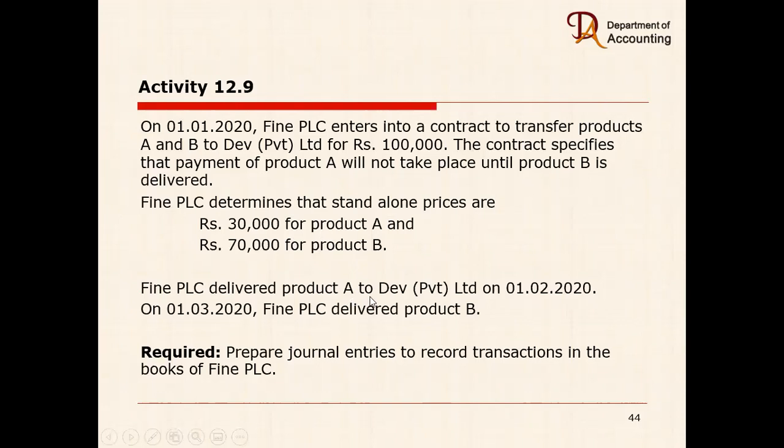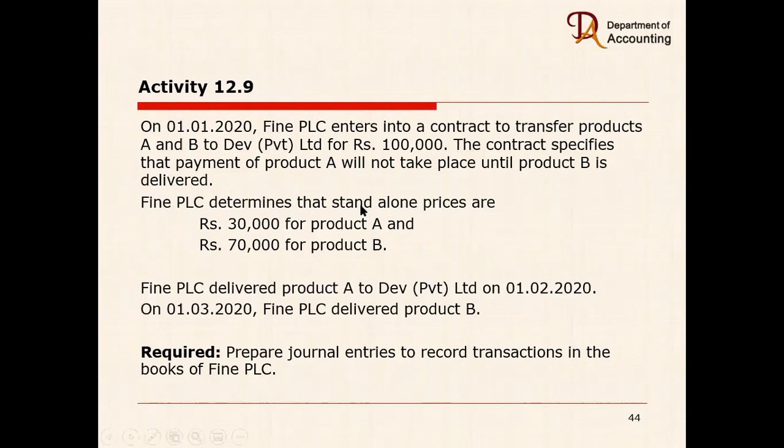Fine PLC delivers the product A to Dev Private Limited on 1st of February 2020. February 1 වෙනිදා ඔන්න පළවෙනි product එක deliver කරාලු. එහෙනම් අපි දන්නවා මේ point එකේ අපිට revenue එක recognize කරන්න පුළුවන් නේද? So because we agreed that when it comes to a product, the performance obligation is satisfied at a particular point in time, and this is the point where you satisfy the performance obligation. So therefore, you are entitled to the revenue.